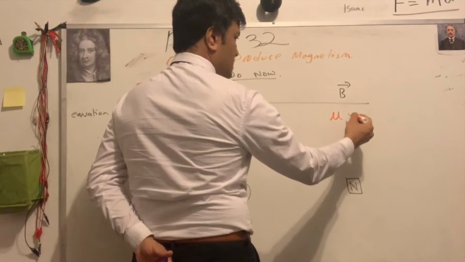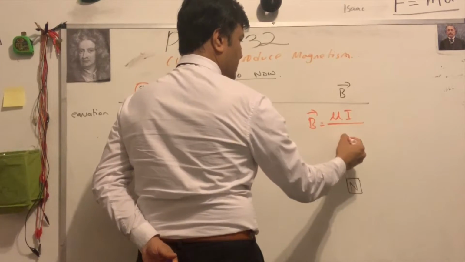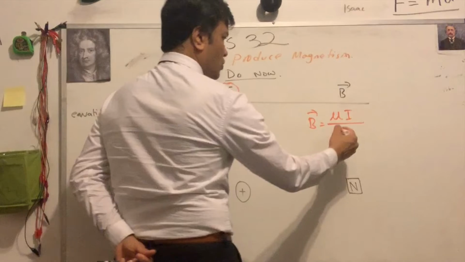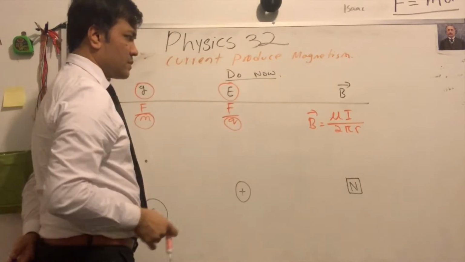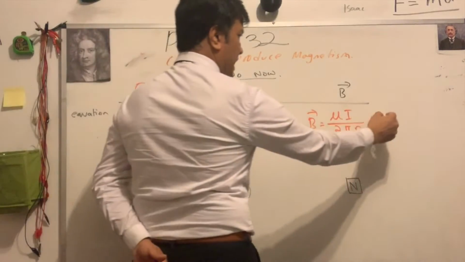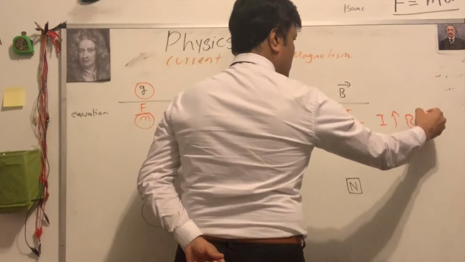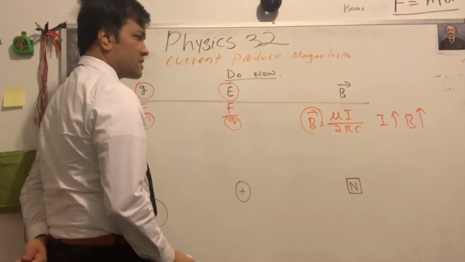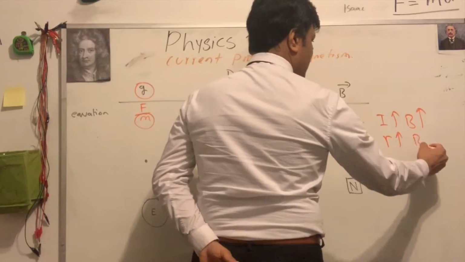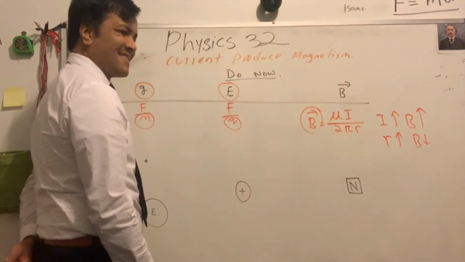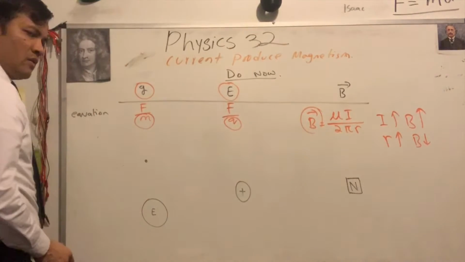Right. So this is mu, current, over, he said C. So 2 pi R. 2 pi r circumference. That's right. If the I increases, so does the magnetic field. If the R increases, the magnetic field decreases. Does that part make sense? Yeah. All right.